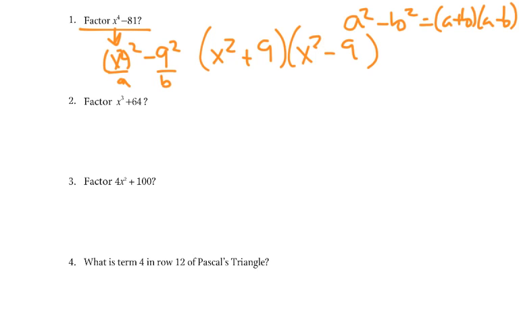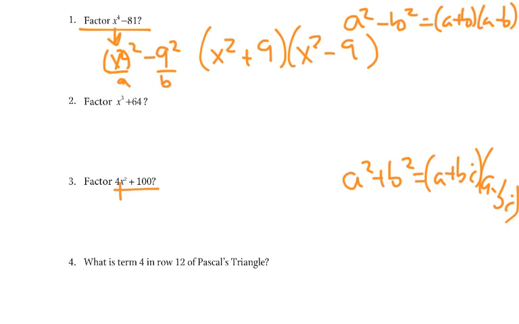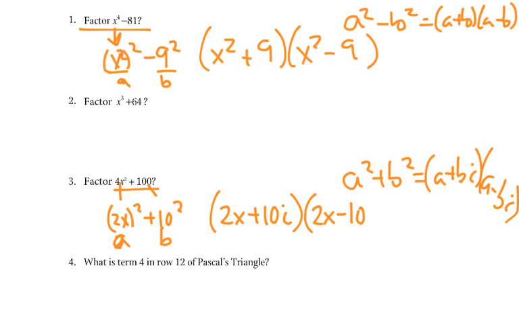Okay, now if we look at 3, that's kind of the same idea, except it's plus, not minus. So it's the a squared plus b squared one, which is a plus bi times a minus bi. So what would this be squared? Well, 4 is 2 squared, x squared is x, so 2x, plus 100 would be 10 squared. So we'd have 2x for a and 10 for b. So 2x plus 10i, because now we add in the i, times 2x minus 10i.